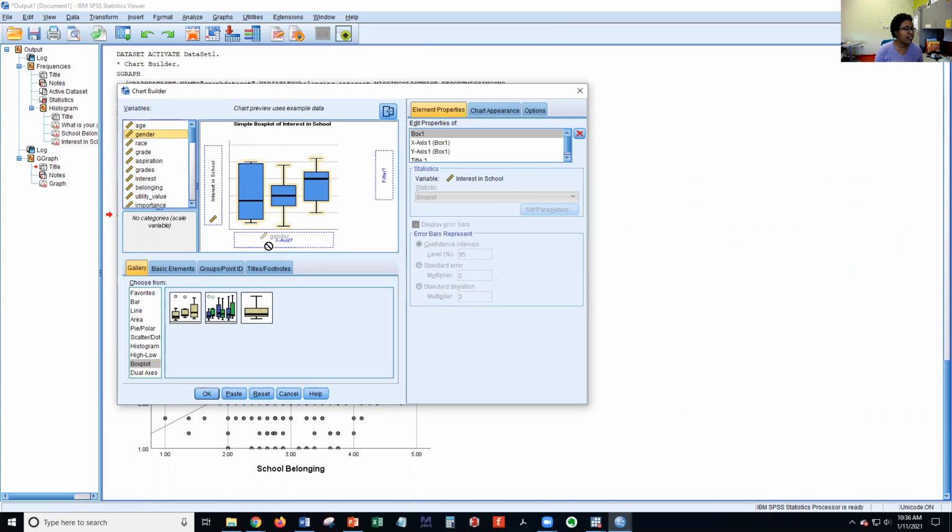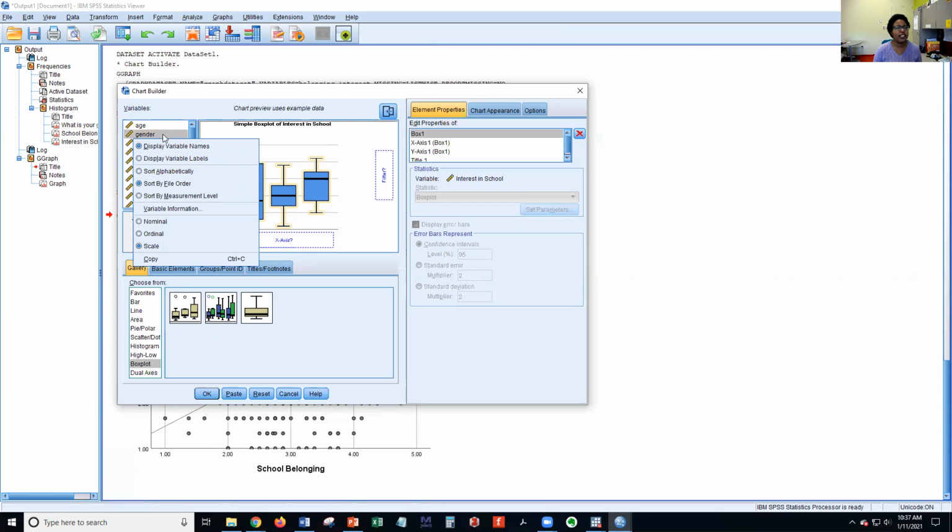Now here's the problem. SPSS is not letting me put this in here. This is a special situation that's unique to SPSS and the chart builder. The chart builder likes you to have your variables arranged by type very specifically. So you can see this ruler here. This indicates that these are all continuous variables, which SPSS is like, okay, you can't put a continuous variable in the box plot. But SPSS is wrong. It's not a continuous variable. Gender is a categorical variable. So what we need to do to get SPSS to realize that is to just right click or command click and change this to nominal.